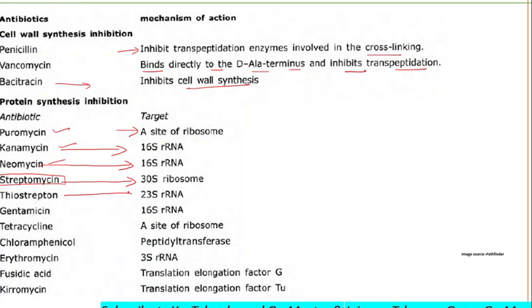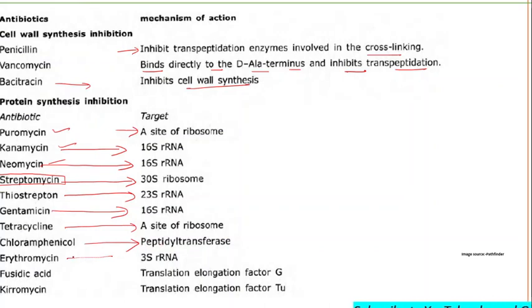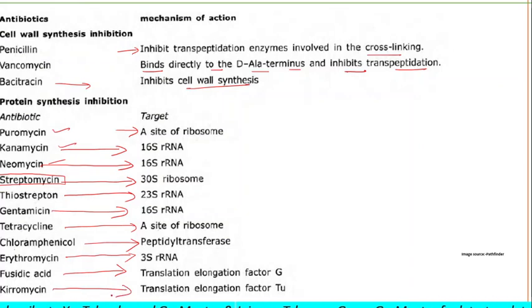Thiostrepton works on 23S RNA, gentamicin works on 16S RNA, tetracycline affects the A site of the ribosome, chloramphenicol acts on peptidyl transferase, erythromycin acts on the 50S rRNA. Remember this: chloramphenicol acts on the peptidyl transferase enzyme. Fusidic acid inhibits translation elongation factor G, and kirromycin acts on translation elongation factor Tu.